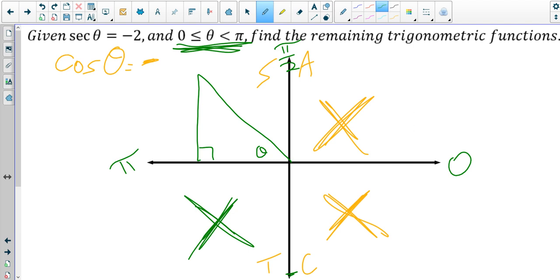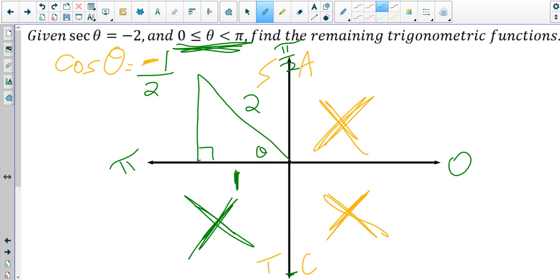And now we go back to the secant of theta equals -2. That's the same as saying the cosine of theta equals -1/2. So now I can label my right triangle. The adjacent is 1, the hypotenuse is 2. A lot of students ask me, well, can I include the negative on the 1? You can, and that's fine.